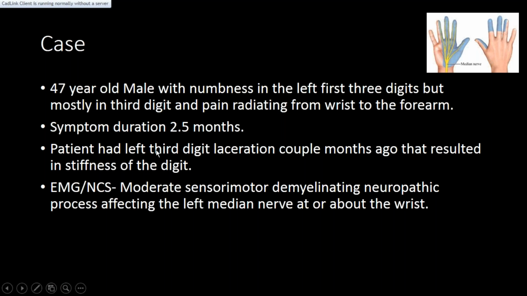So with EMG studies, we found moderate carpal tunnel on the left, so that makes sense, right? The patient has symptoms in the first 3 digits, radiating up to the shoulder, and EMG confirms that there is an entrapment of the median nerve at the carpal tunnel. So I think we have all the answers here.